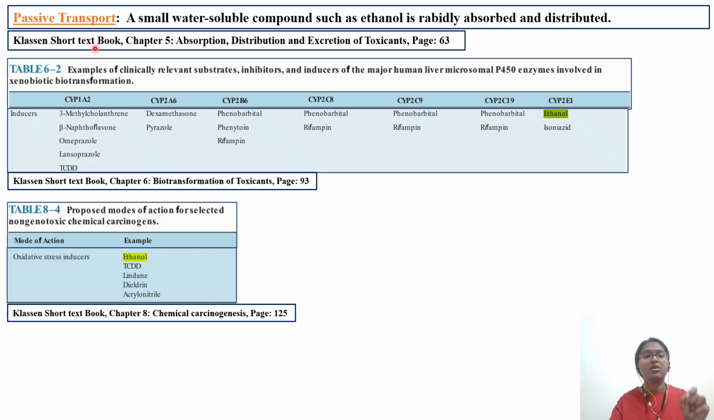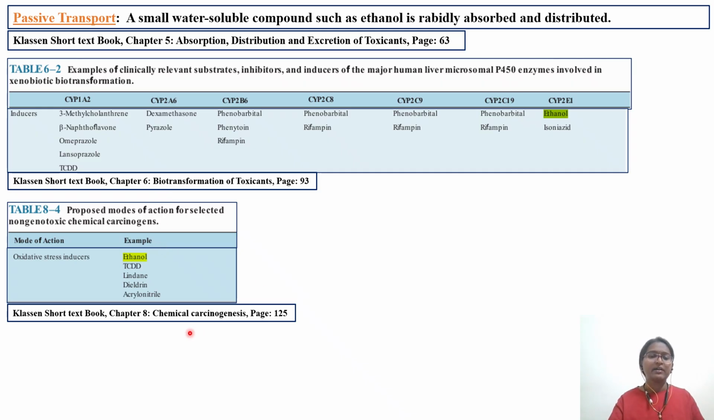So alcohol, a small water soluble compound such as ethanol, is rapidly absorbed and distributed. This is the only point which is given in the ADME. You read chapter 5 in more detail if they have given more information over there. For the CYP2E1 mechanism, table 6.2 also gives examples with different CYP enzymes. So ethanol comes under CYP2E1. This is given in the biotransformation of toxicants, chapter number 6.